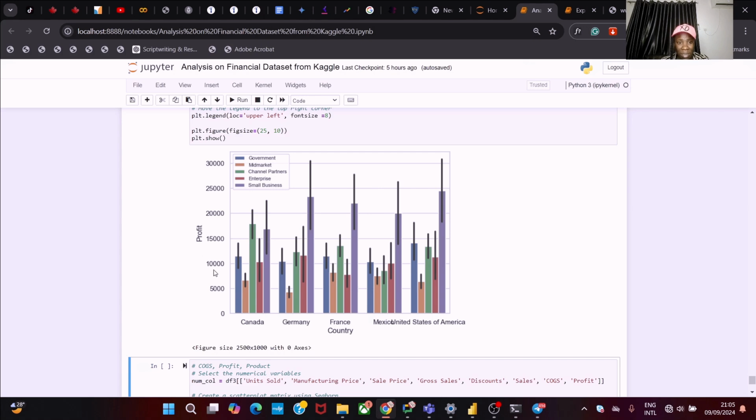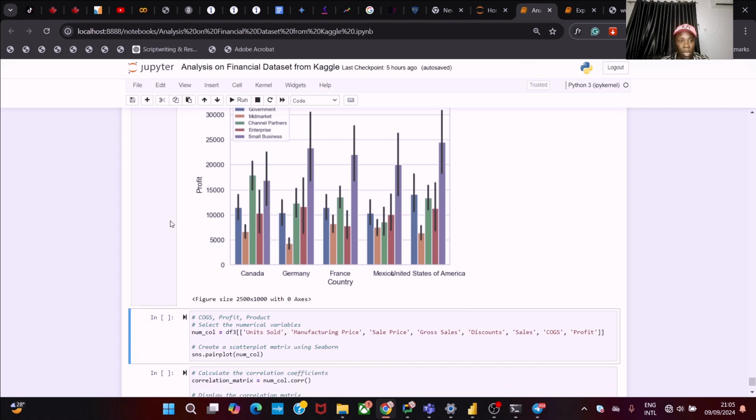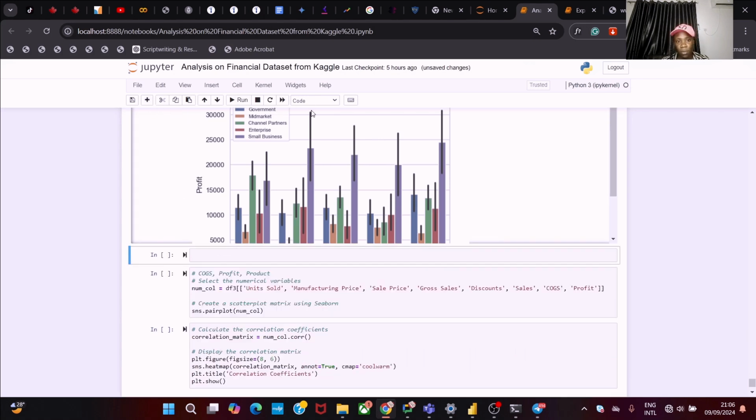They should also increase their channel partners business transactions in Canada. Because when you look at this diagram, you can see that in Canada, small business is not the most profitable segment, unlike other countries where small business is the most profitable segment. So we can go ahead and write a story for this.